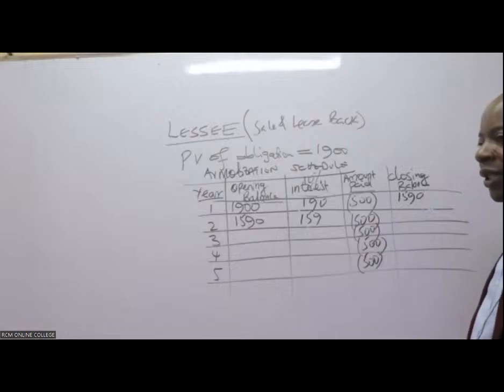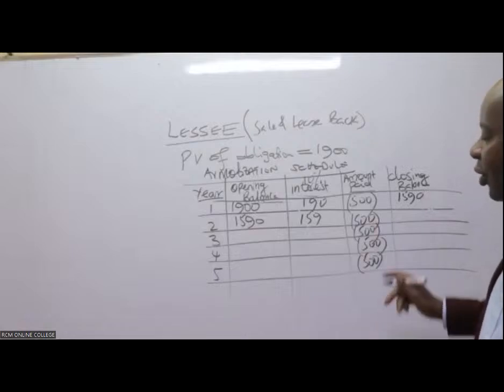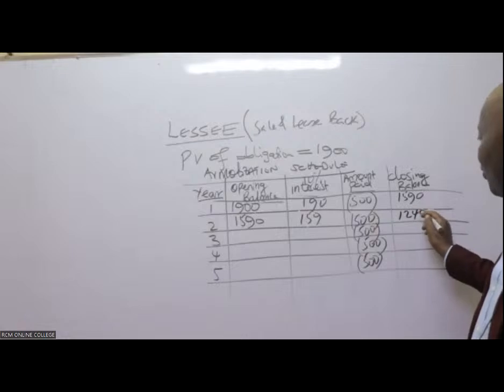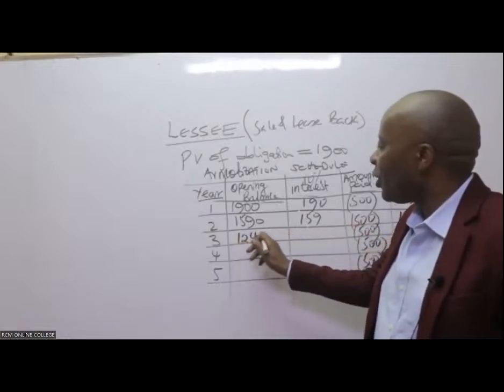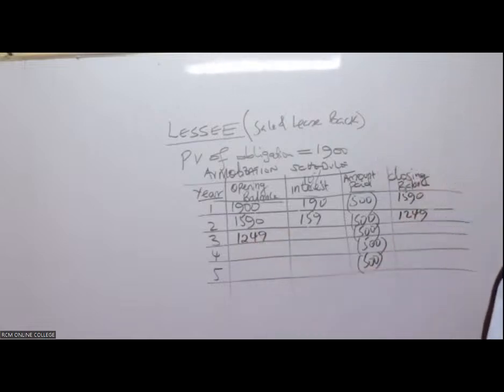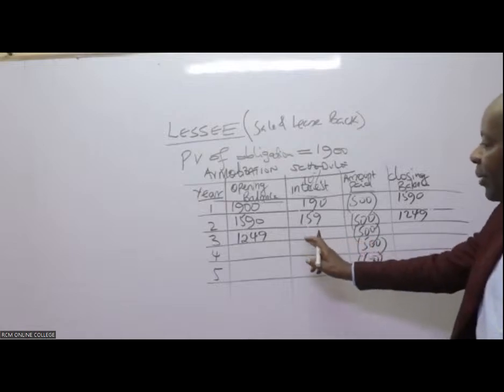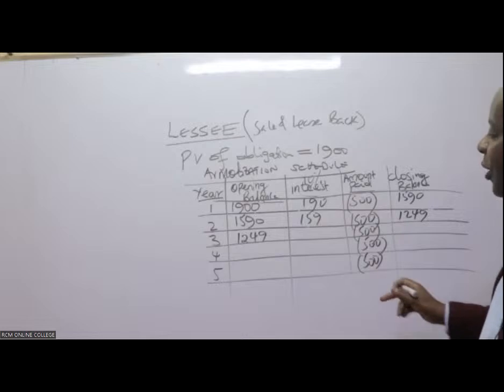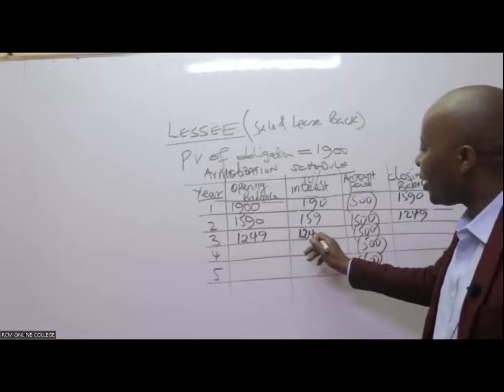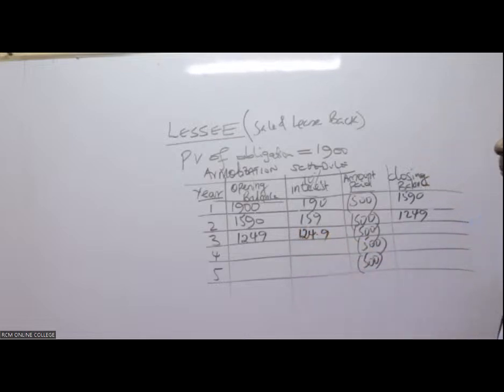So for year number 2, we have here 1249. This 1249 is what we take there. So 1249, are you able to give me the 10%? 10% of 1249 gives me 124.9.